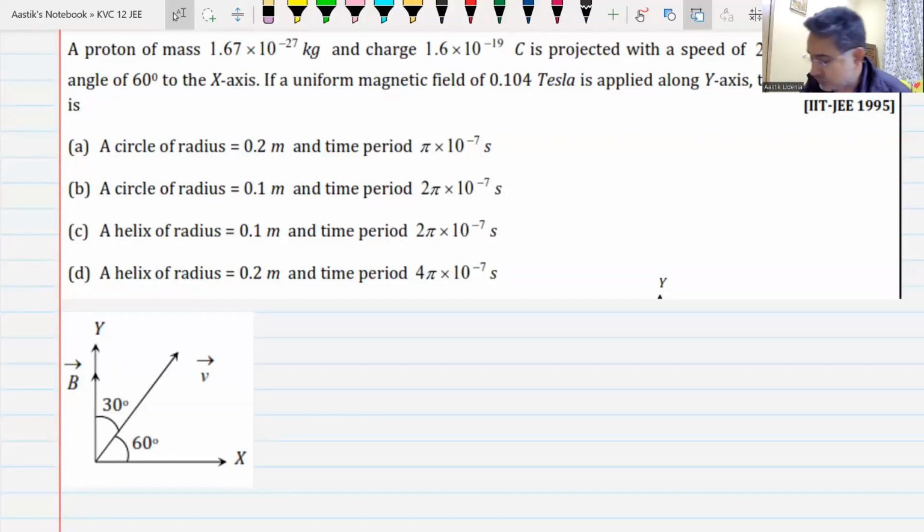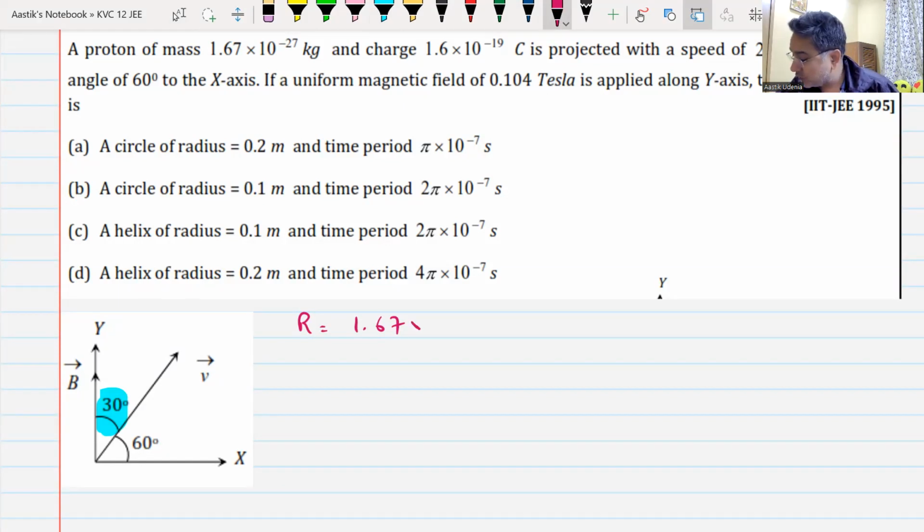The particle is thrown like this. Remember, the angle between V and B is 30 degrees. Obviously it has to be a helix, so you just have to find out the radius and the time period, whichever you feel comfortable with. Remember, you have to solve it in the quickest possible way. The radius is mass 1.67. Don't worry about the powers because everything will just boil down. Everything is given in meters, so don't worry about the powers.